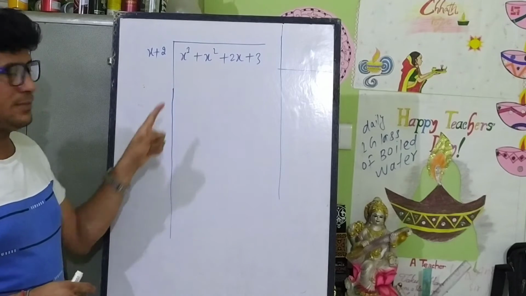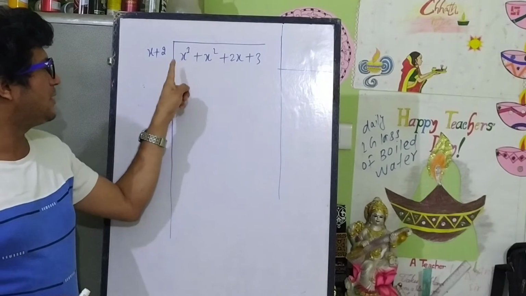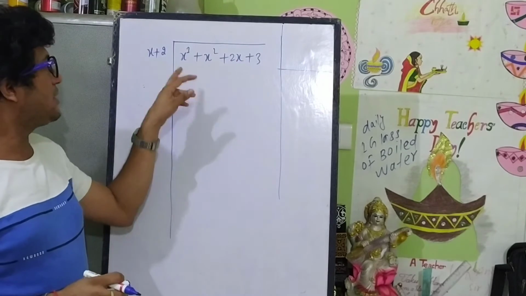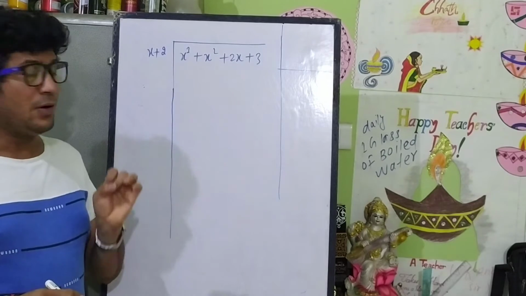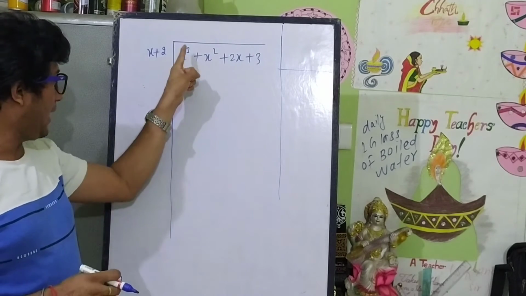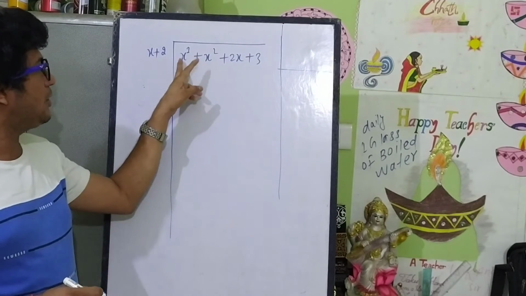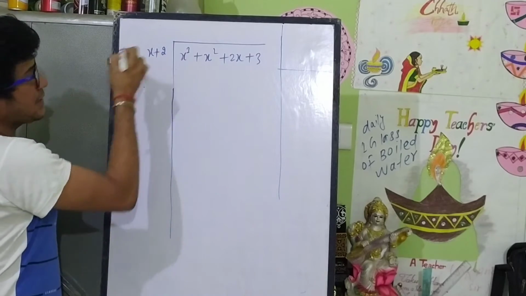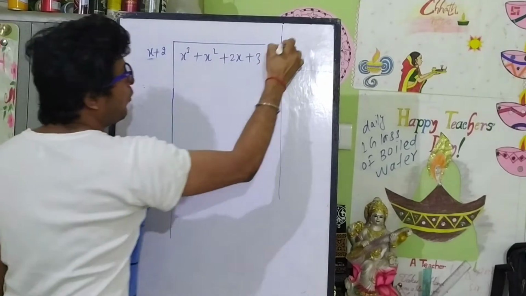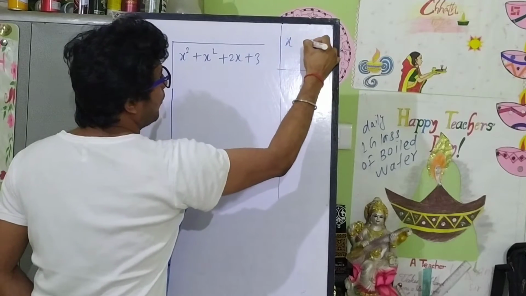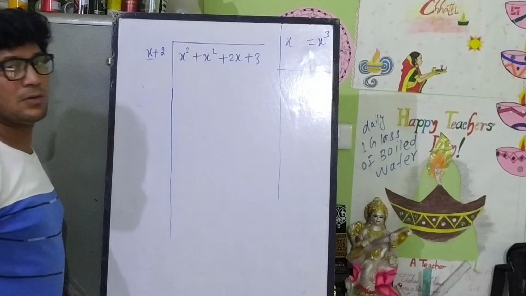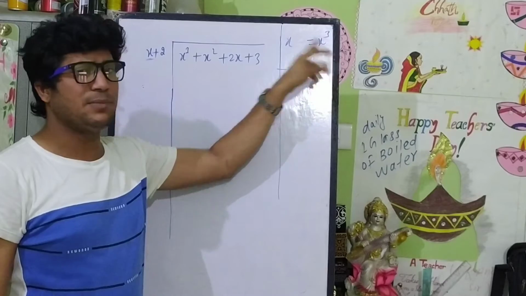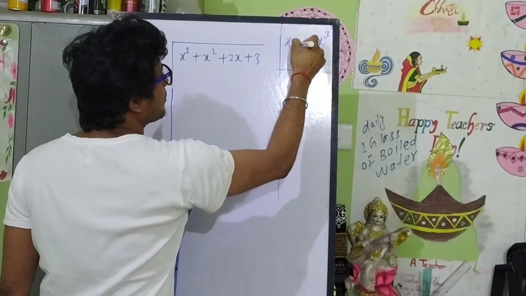See the first term. There are four terms: 1, 2, 3, 4. What is the first term? x cube. My target is that x cube should be cancelled. Here the divisor has x, so we want x cube. By which variable do we multiply so that it becomes x cube? x squared.